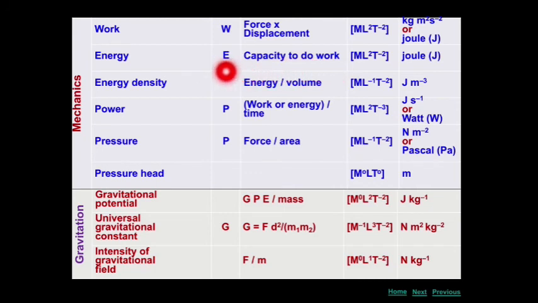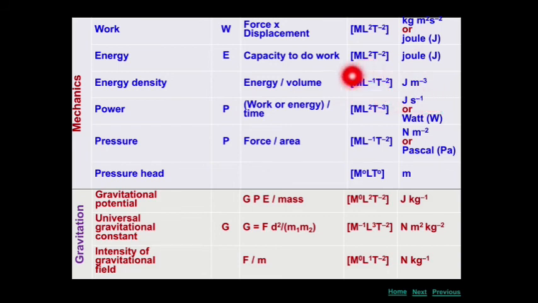The letter that represents it is capital E. See the screen, work and energy have the same dimension, ML square T power minus 2. Okay, see the next one, that is energy density. Energy per volume is the formula for energy density. The unit is joule meter power minus 3.